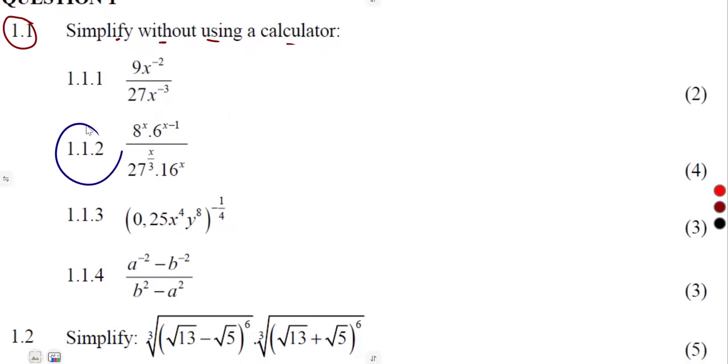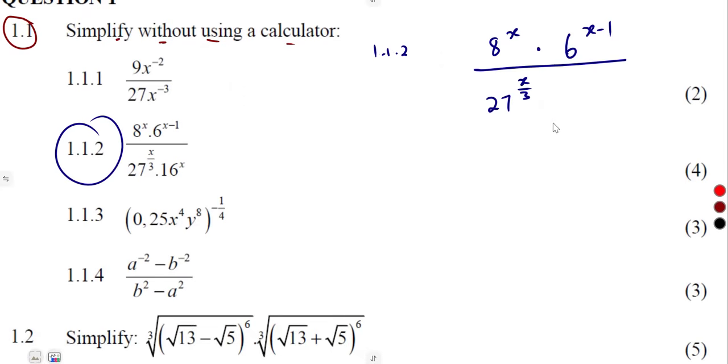All right, 1.12. We are given 8 to the exponent of x times 6 to the exponent of x minus 1, over 27 to the exponent of x over 3 times 16 to the exponent of x. This is very similar to the previous exam that I dealt with. Just try to write these numbers in their simplest form, that is as prime factors.